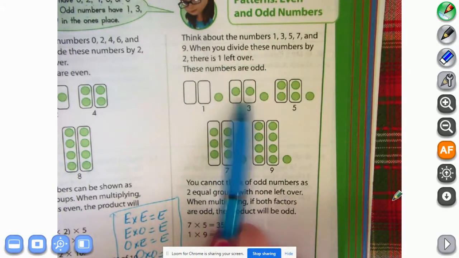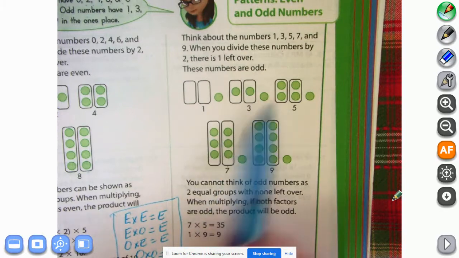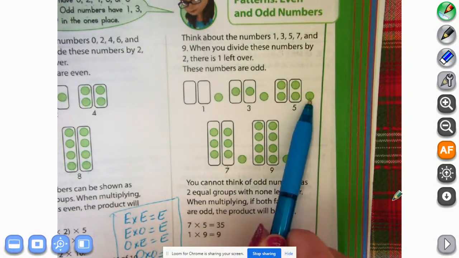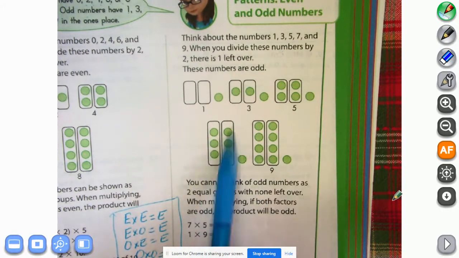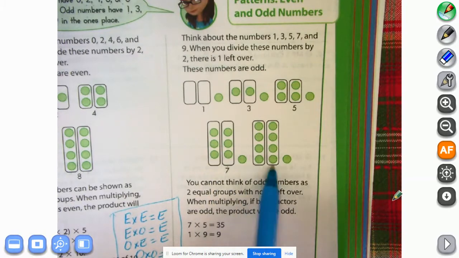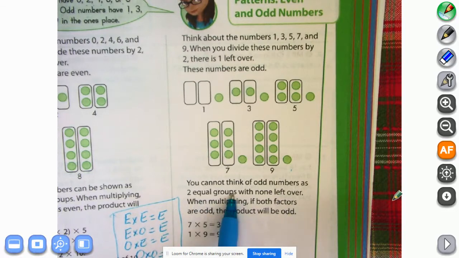3, dividing it by 2, you'd still have 1 over. 5 would have these divided out, but 1 extra. 7 would have these, but 1 extra. 9 would have these, but 1 extra. You cannot think of odd numbers as 2 equal groups with none left over. When multiplying, if both factors are odd, the product will be odd.